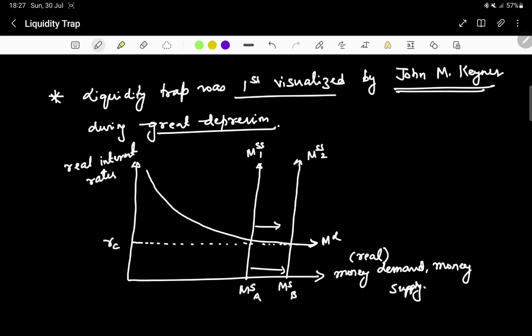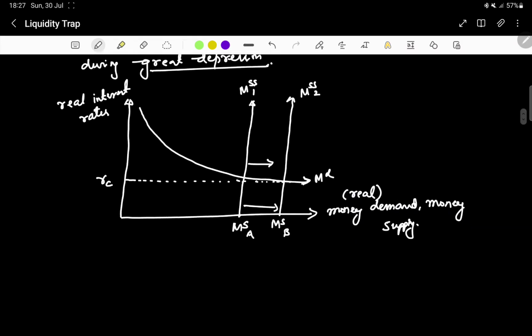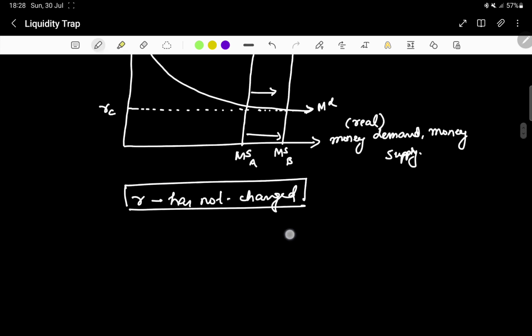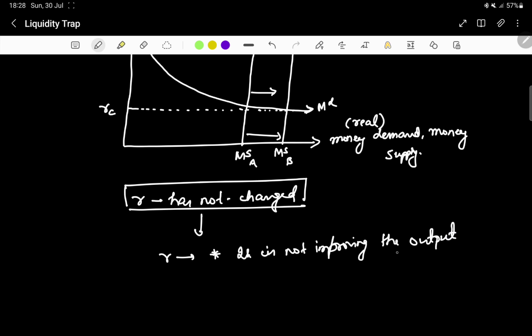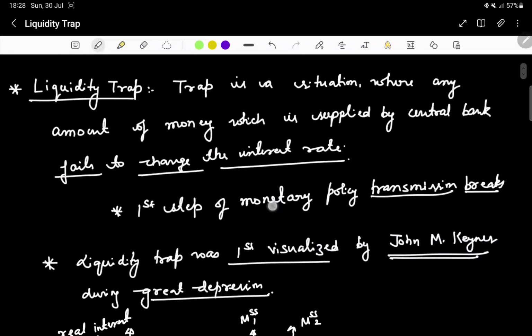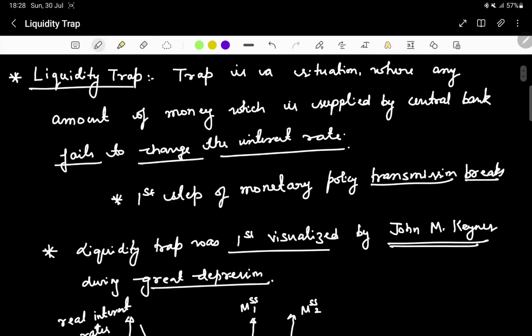But you see that despite the increase in money supply, the interest rate has not changed. And when there is no change in interest rate, it is not improving the output. And this was the phenomenon which was identified as the liquidity trap.